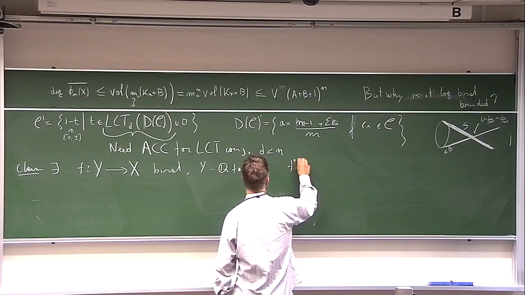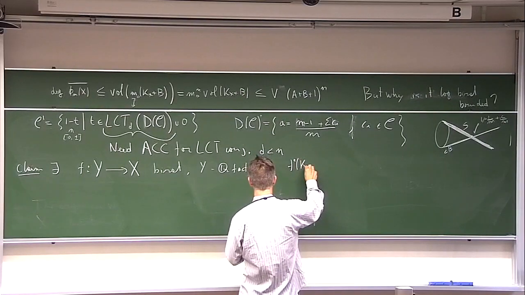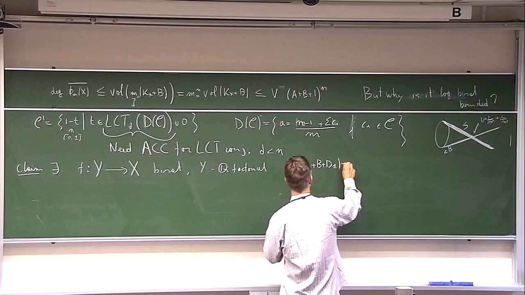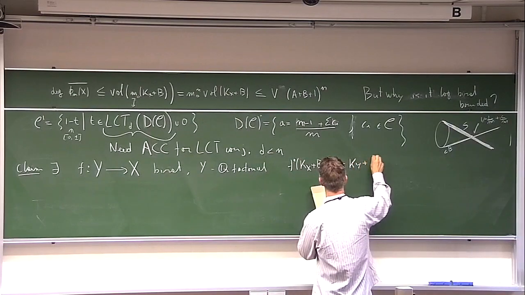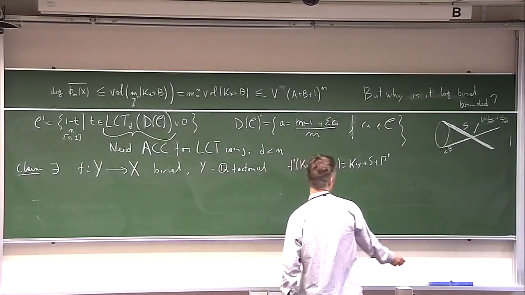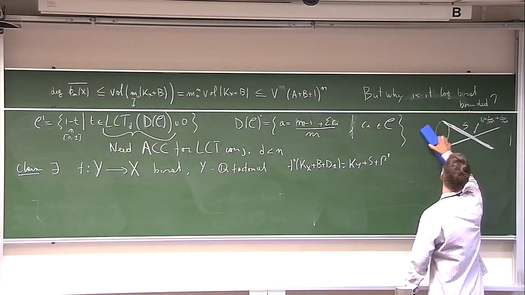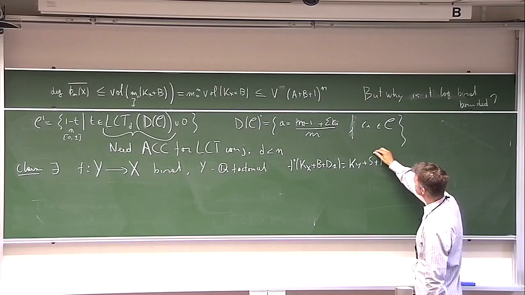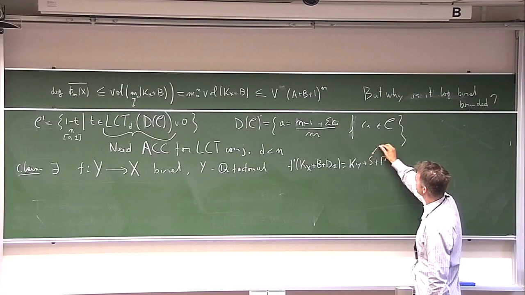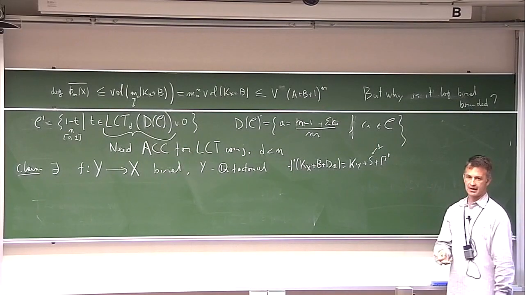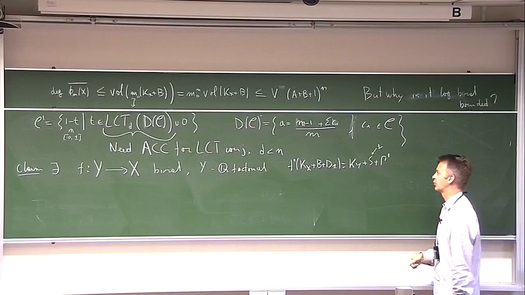I can always do this. I can always pull back kx plus b plus d1, and I claim that I can write it as ky plus s plus gamma prime, where I want certain properties. So the s appears with coefficient 1, and it's not a component of gamma prime. So there is one thing with coefficient 1.